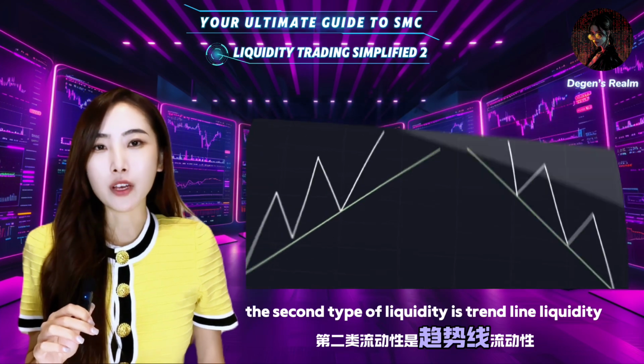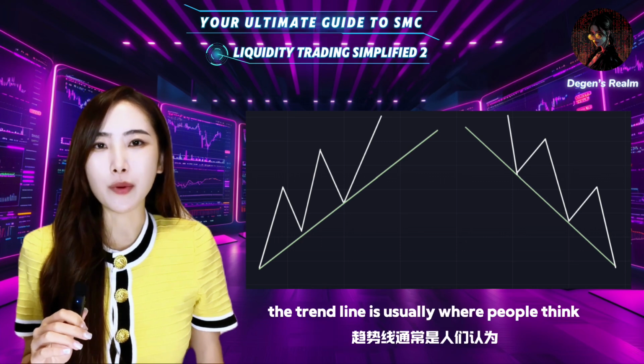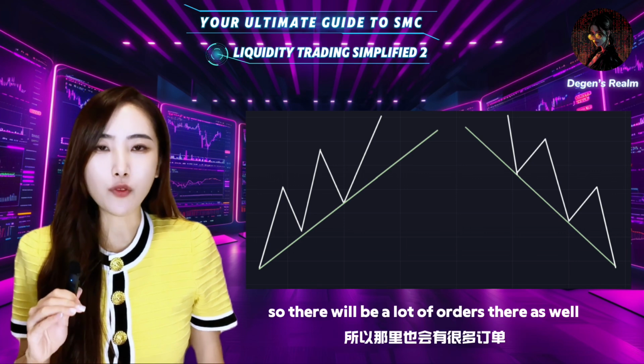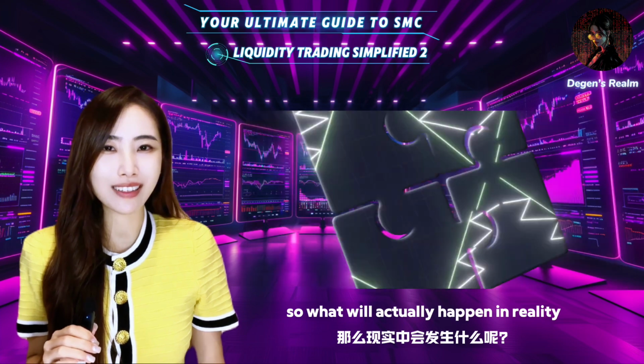The second type of liquidity is trendline liquidity. The trendline is usually where people think it will act as a support or resistance. So there will be a lot of orders there as well. So what will actually happen in reality?